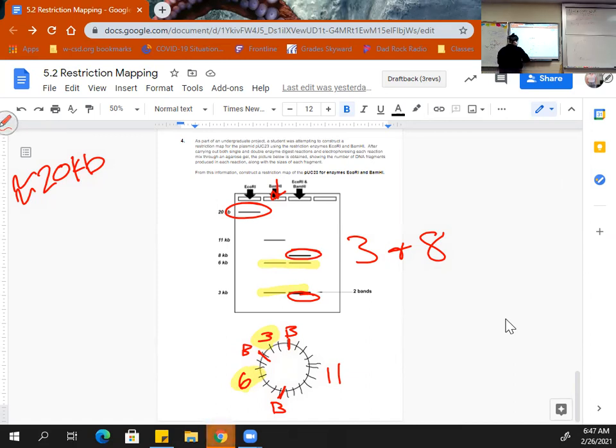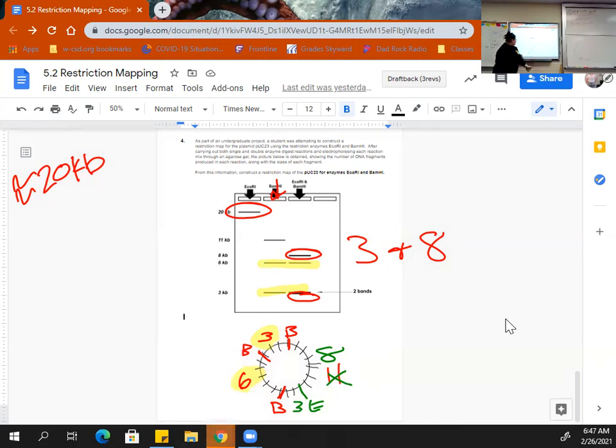So I just counted backwards. 1, 2, 3. So this is our EcoRI piece. So this becomes 8, and that is 3. So that is how I work through all of this. As you can see, it can be a bit of a process, even for someone who has done it for a while.